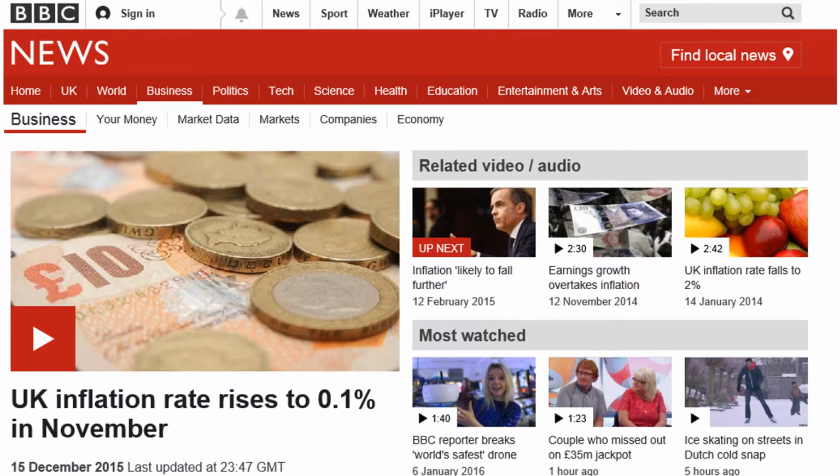More recently, inflation in the UK has been closer to zero. In November 2015, the inflation rate in the UK was only 0.1%.